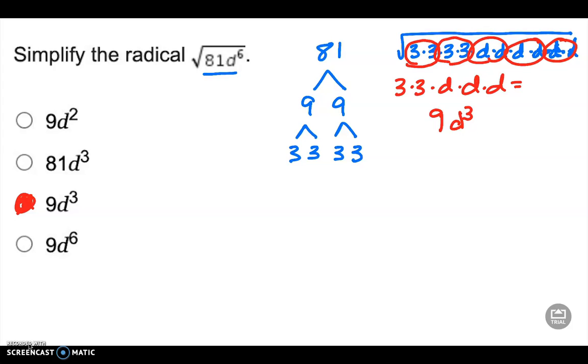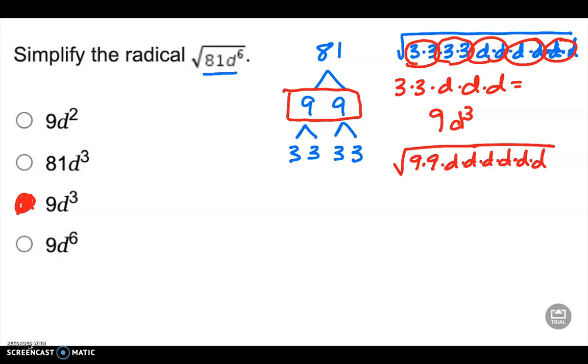Another way you can look at this is if I get down here to right here and I notice that I already have a pair, I don't need to completely factor those down because I could rewrite this as 9 times 9 times d, all those d's. And then the same thing is going to apply. If I have a pair of 9s, one comes out, and then I have 1, 2, 3 d's, so 9d to the third. We're going to get the same answer.